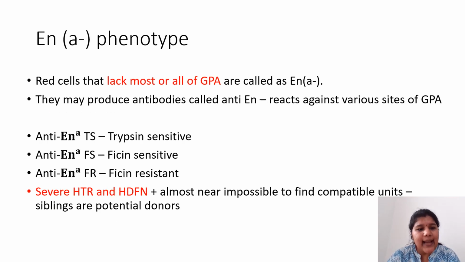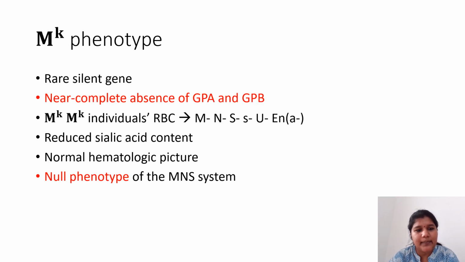Coming to ENA negative phenotype, this happens when almost all, or most of the parts of glycophorin A is missing. There are three types of antibody produced: anti-ENA TS, FS, and FR, standing for trypsin sensitive, ficin sensitive, and ficin resistant. This anti-ENA is notorious for causing HTR and HDFN.